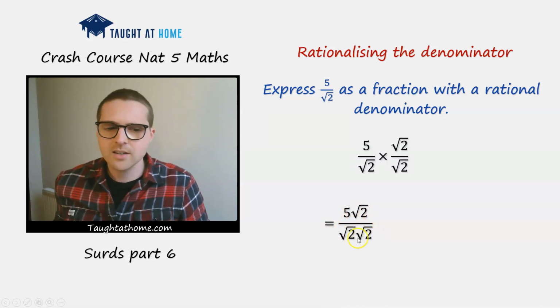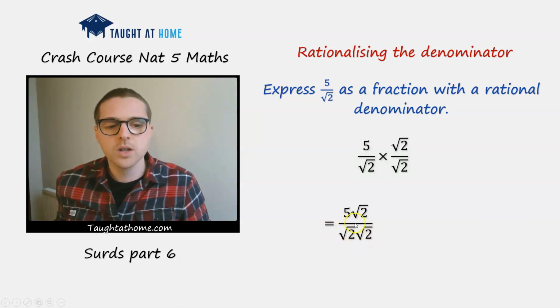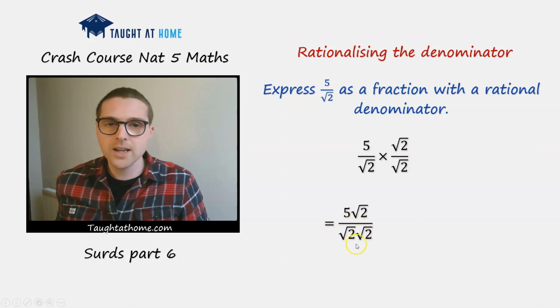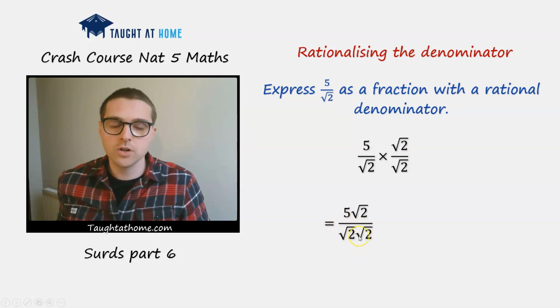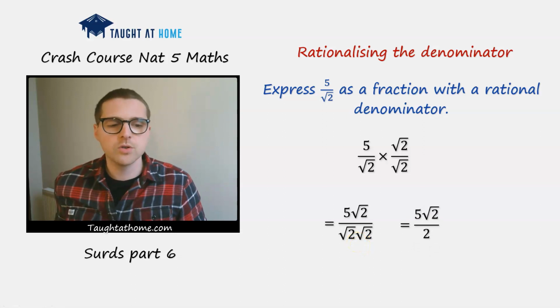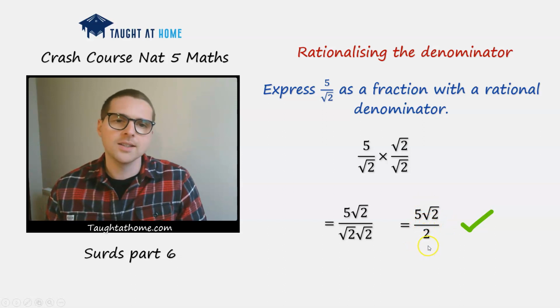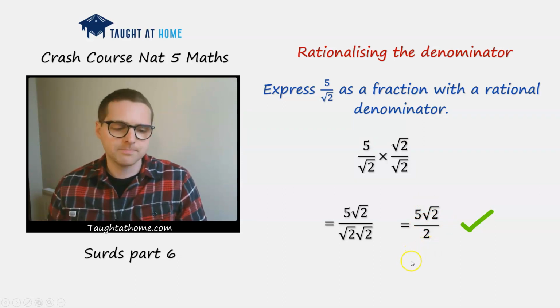And this is the key here. Because we've got root 2 times root 2, the multiplication law says that we're going to have root 4, so it's 2 times 2, square root of that. So root 4 is 2. So what we're going to be left with is 5 root 2 over 2. And that is the exact same answer as this fraction, except now we've converted it as a ratio with a surd at the top and a rational number for the denominator.